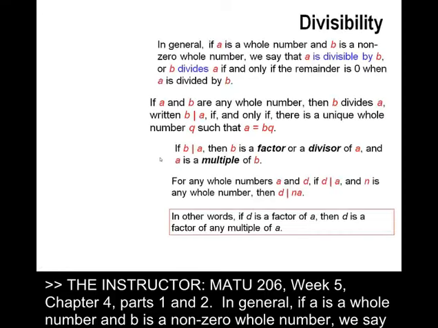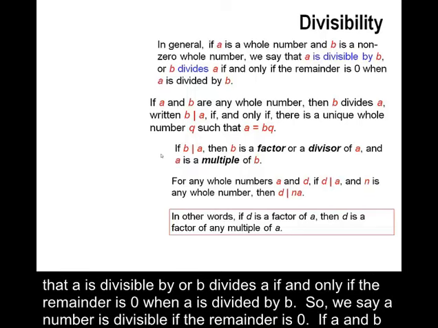In general, if A is a whole number and B is a non-zero whole number, we say that A is divisible by B, or B divides A, if and only if the remainder is 0 when A is divided by B. So we say a number is divisible if the remainder is 0.